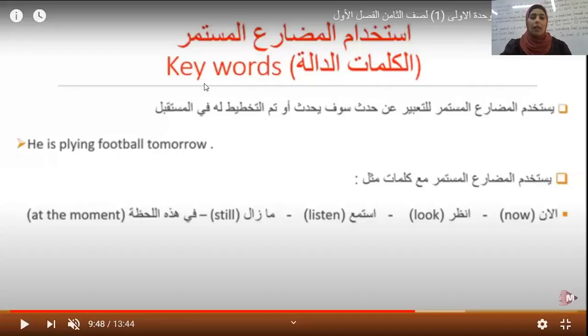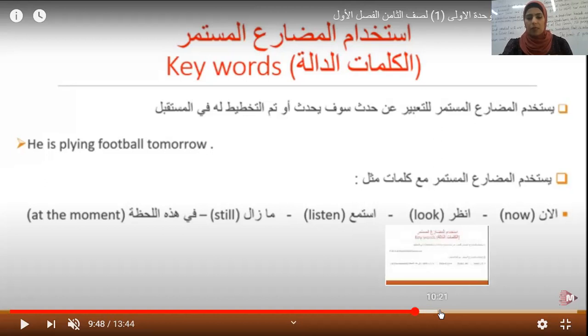Here we have some keywords that we can use with present continuous. We can use present continuous with things happening now or with future planning. With future planning, like: he is playing football tomorrow. Tomorrow, I am talking about tomorrow. Future planning. He is playing football tomorrow. It's also used with some words like listen, look, now, and at the moment, and also still. These are keywords for present continuous. Okay.